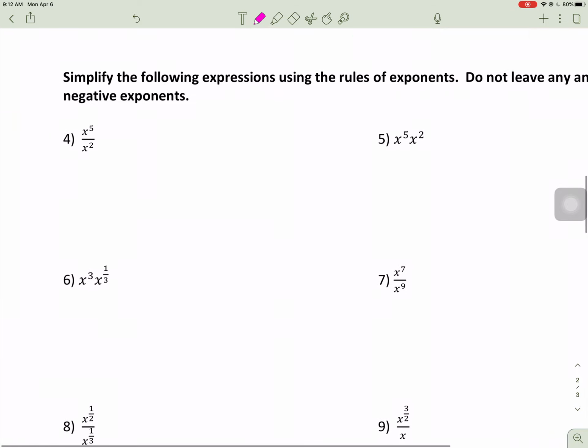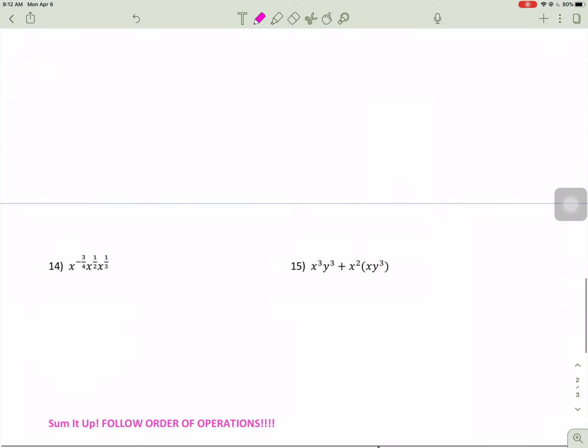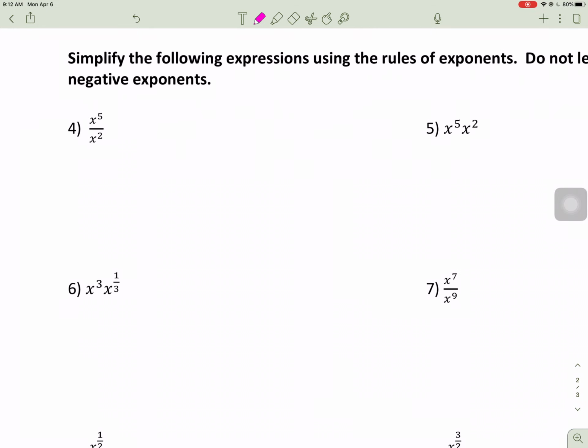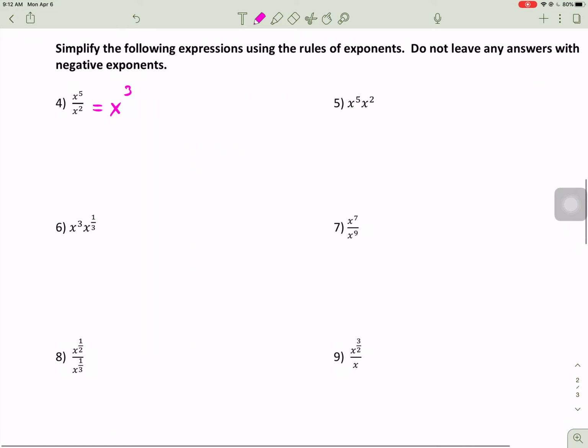Let's do some practice here. I'm going to do half of it, and you guys are going to do the other half, okay? x to the fifth divided by x squared, subtract, x cubed. x cubed times x to the 1/3, right? Add. Don't get confused here. It's just add the exponents.